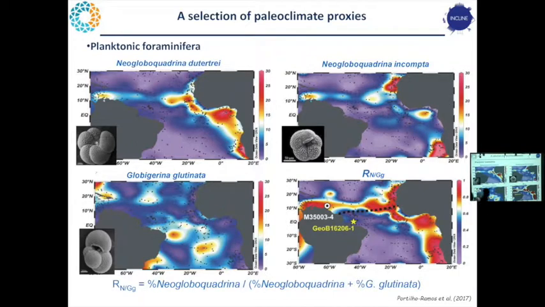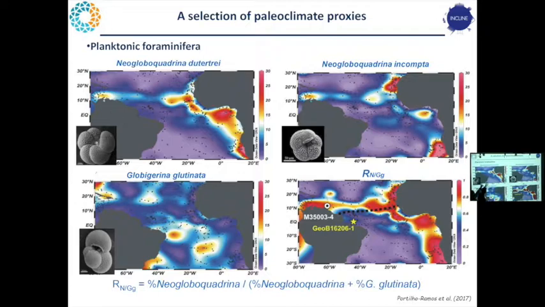What is of interest to us here is the Atlantic Intertropical Convergence Zone, the oceanic counterpart of the Intertropical Convergence Zone. So we were interested in reconstructing it, and we realized that different species of planktonic foraminifera show a pattern of distribution that can be used for that.